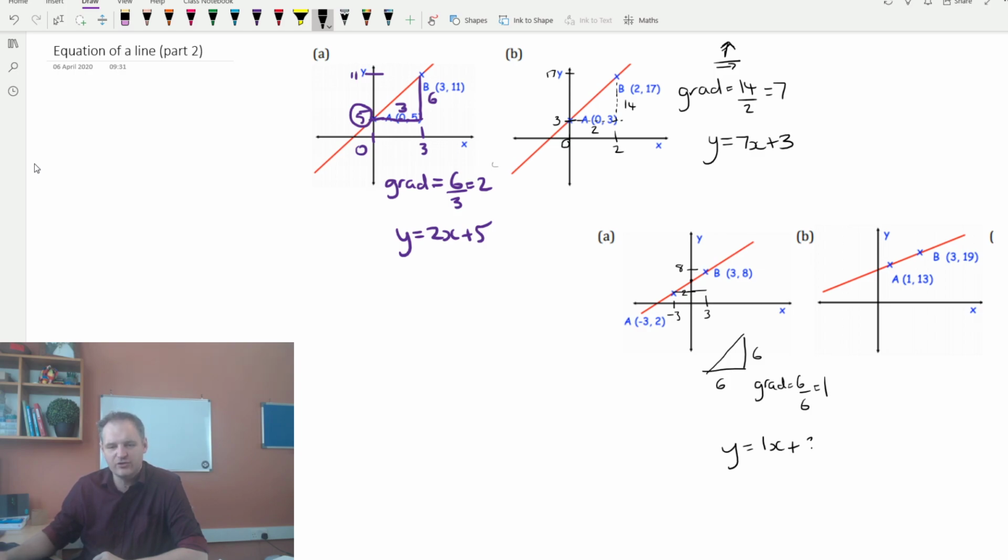The way we then do this is we take one of these points, and I normally take the positive one, because I think it's easier to work with. And I write the following statement. At (3, 8), we swap the numbers in. 8 equals 1 times 3 plus question mark. So the question mark must equal 5, because 8 is equal to 3 plus something. So that's how we know that it's y equals 1x plus 5, or y equals x plus 5.